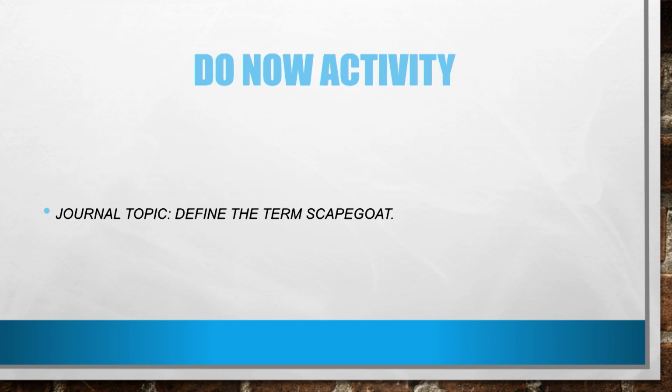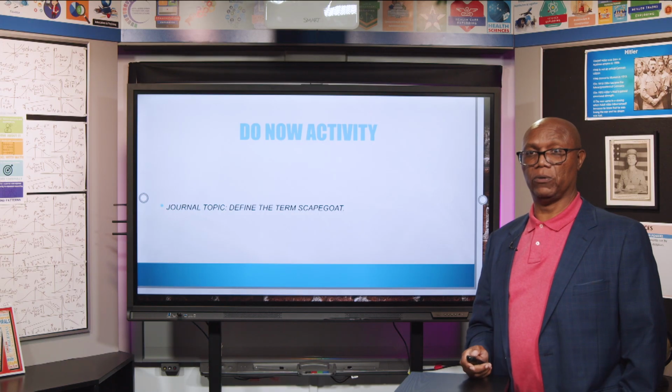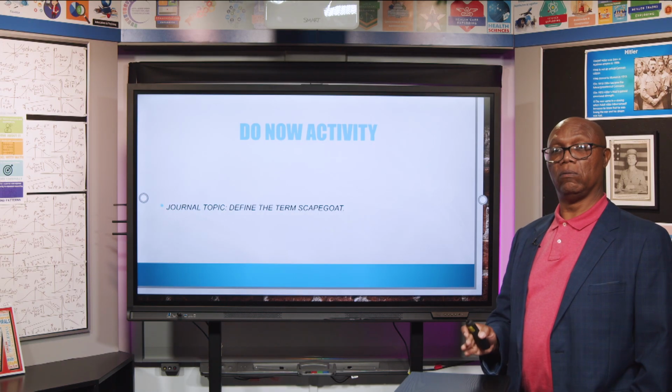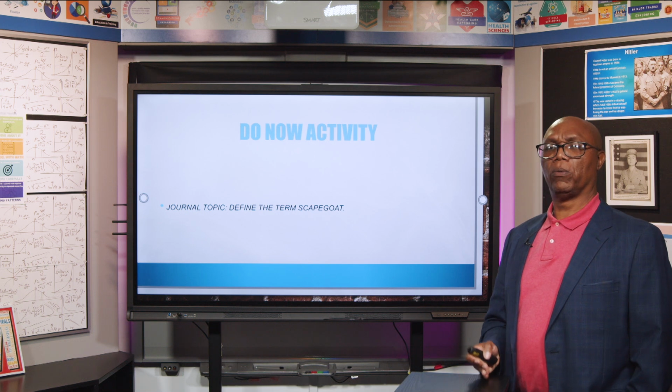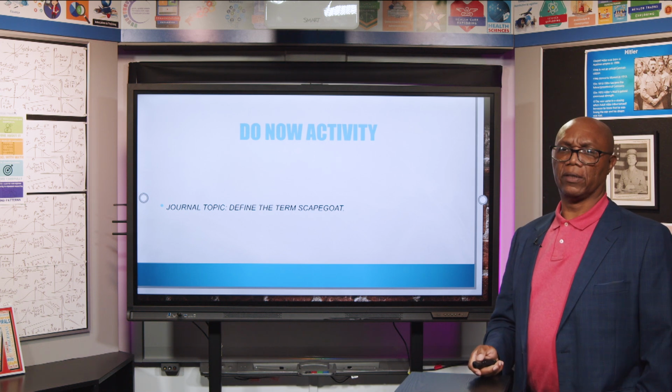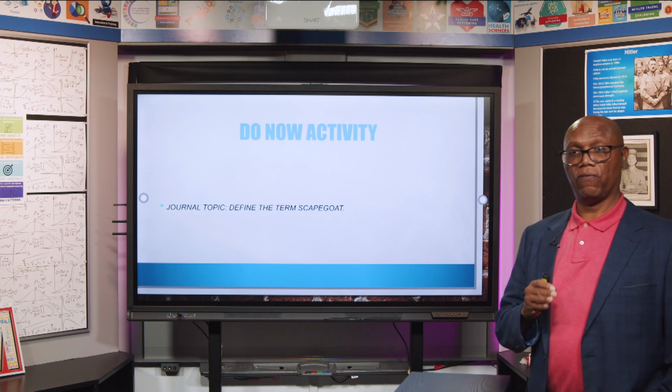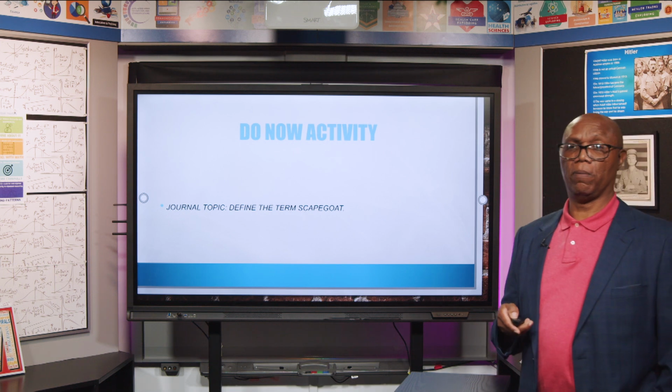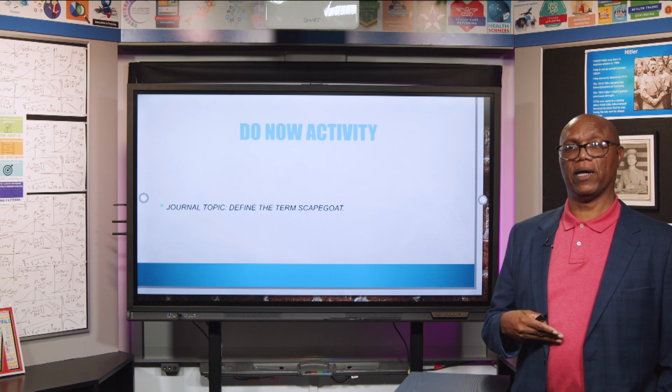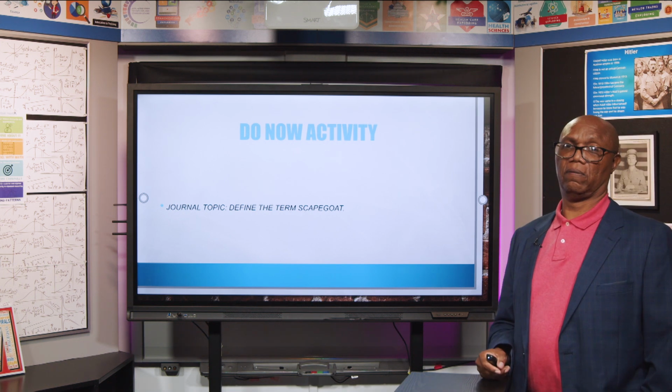What we're going to do is jump right in with the do now activity. It is a very simple thing today. What we want you to do is define the term scapegoat. If you have an idea what that term means, go ahead and write it down at this time. And if you don't know what that term means, go through and look it up. So define the term scapegoat. We'll give you a couple of moments to do that, and then we'll come right back and talk about what that term means.